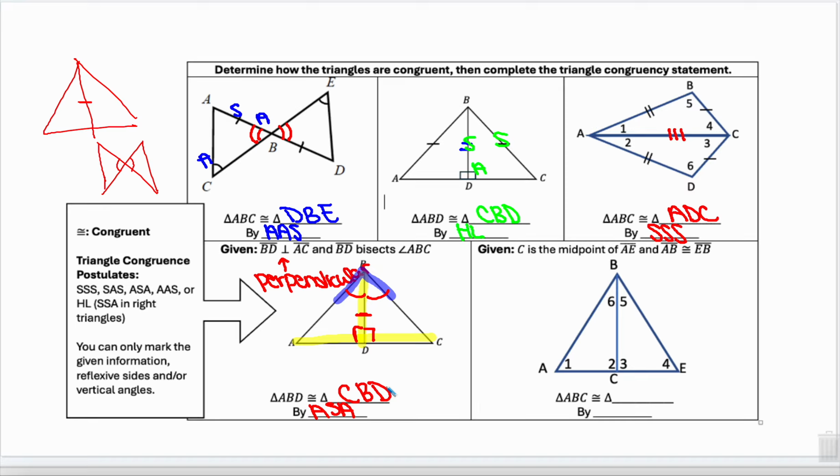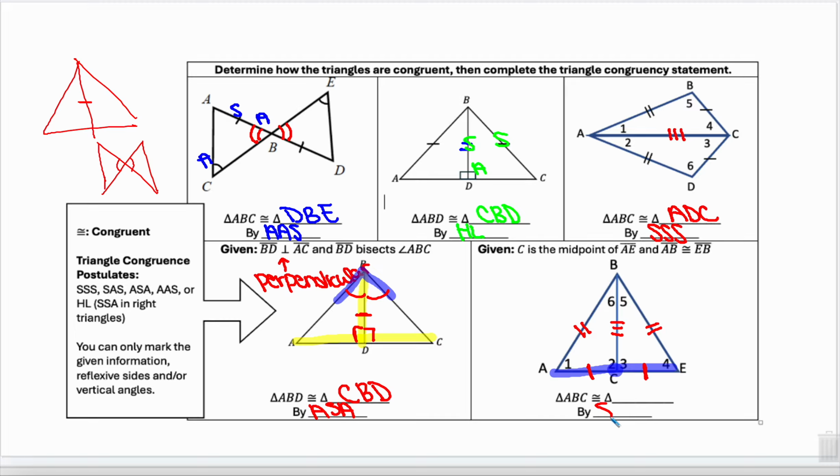And for this last one here, C is the midpoint of AE. So if I were to draw that, I could put a midpoint, boom, and it says it's the midpoint of AE. So because it's a midpoint, it's going to separate that into 2 different sections. Boom. It also tells me that AB is congruent to EB. So where AB is, I can put a ticky. Where EB is, I can put a ticky. The last thing I can mark is the reflexive side with 3.